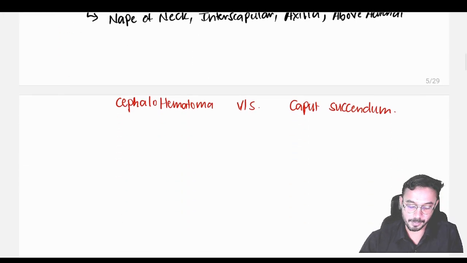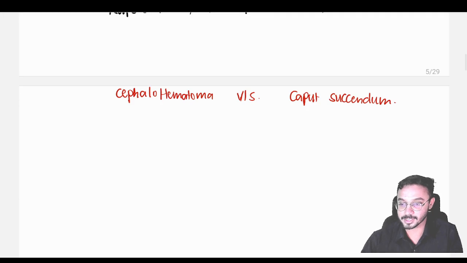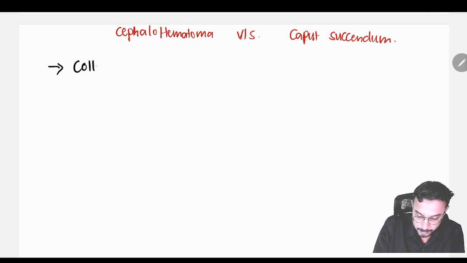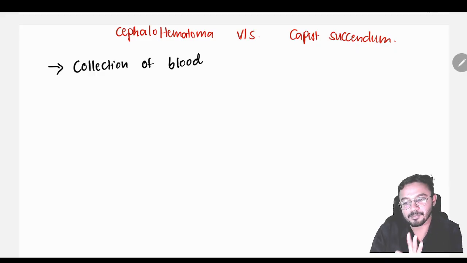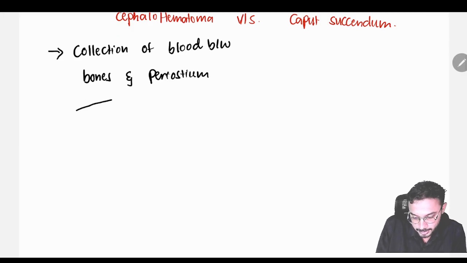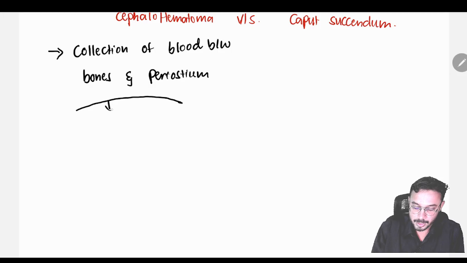And next, one more important condition, that is cephalhematoma versus caput succedaneum. So what do you mean by cephalhematoma? It is a collection of blood. Hemat is something which is related to the blood, between the bones and periosteum. Suppose imagine this is the periosteum. Here the blood is collected, that is below the periosteum, that is known as cephalhematoma.